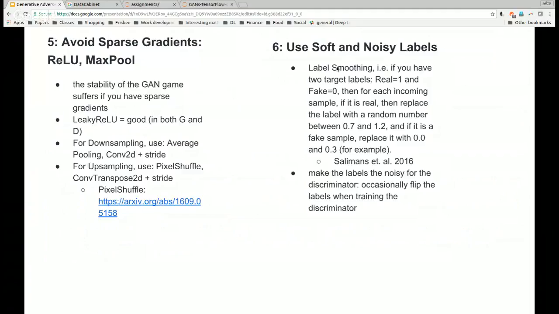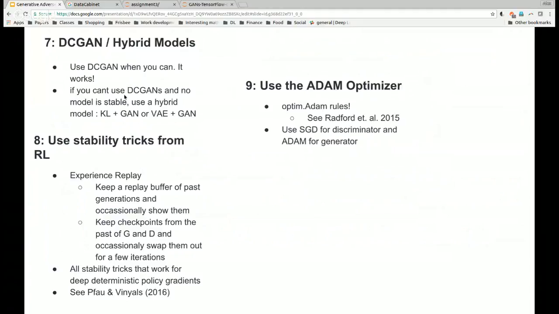One way you can fix this is to smooth the label so it's not quite as drastic. What they do is, once you're close to 1, you replace it with a random number which is almost 1, and if it's close to 0, you make it slightly larger than 0. They call that label smoothing. And there's also a noisy version. DCGAN is just the convolutional version of GANs.